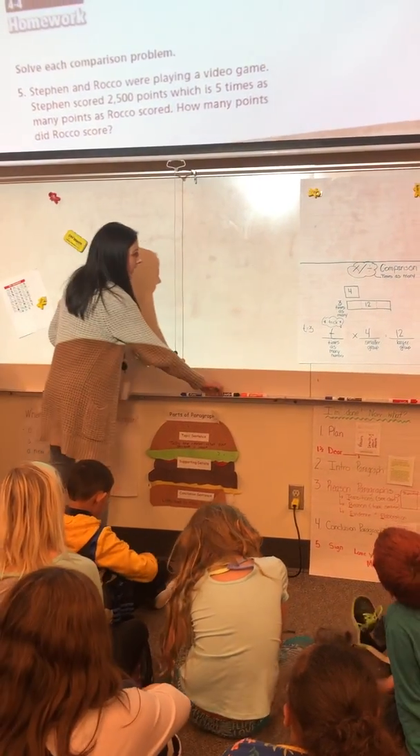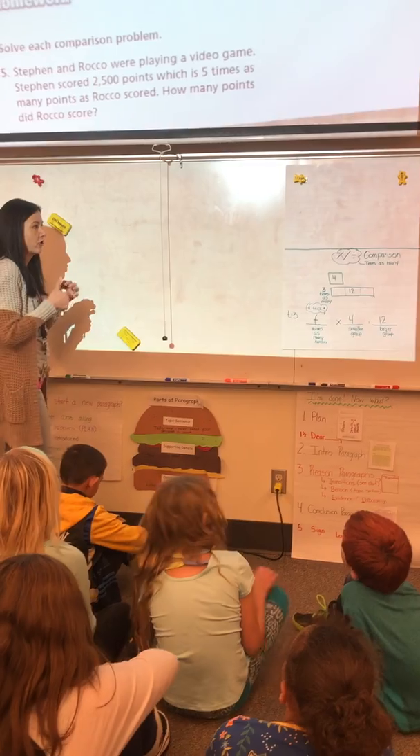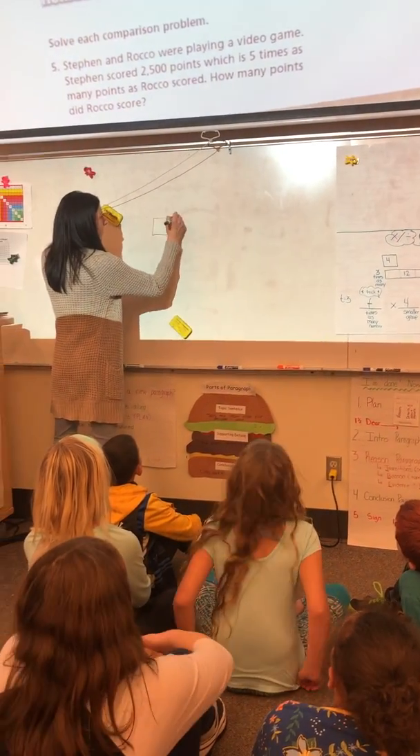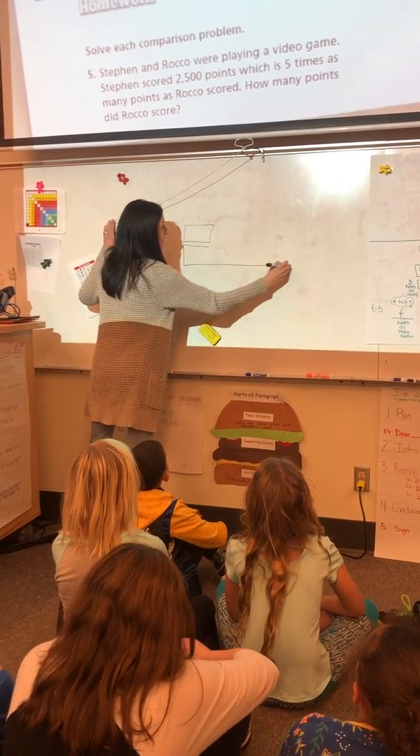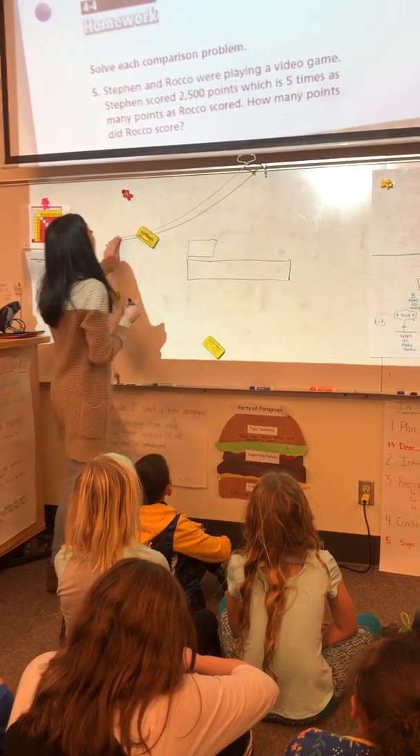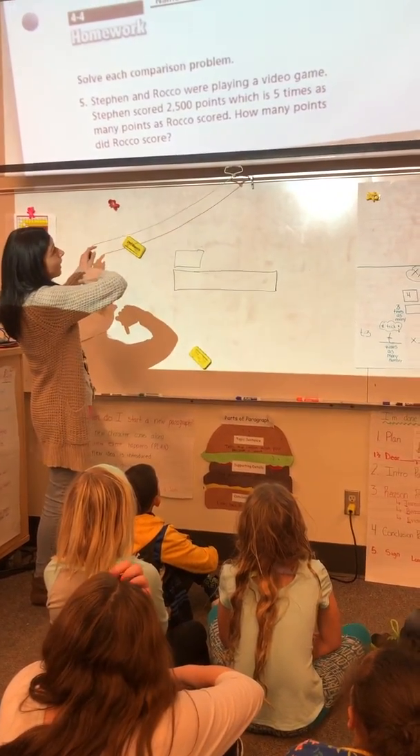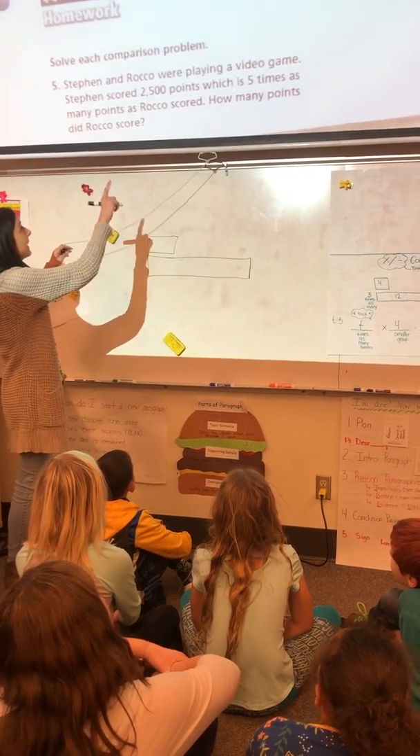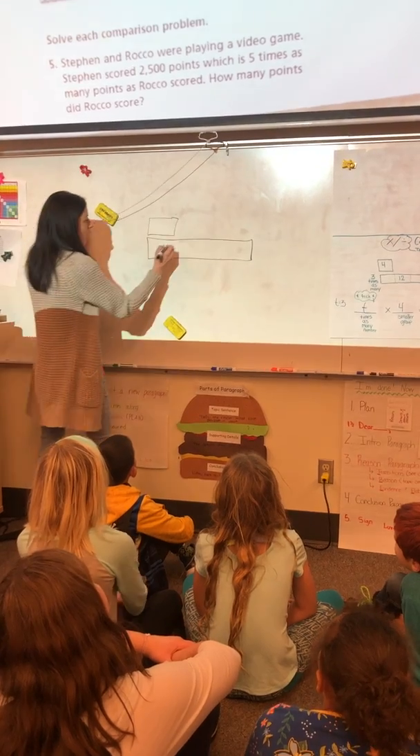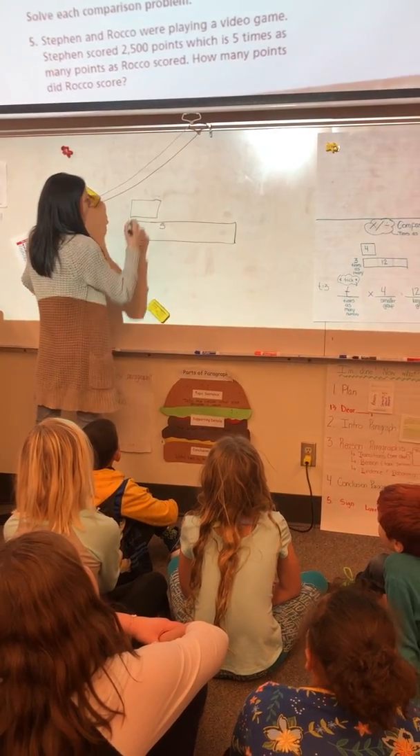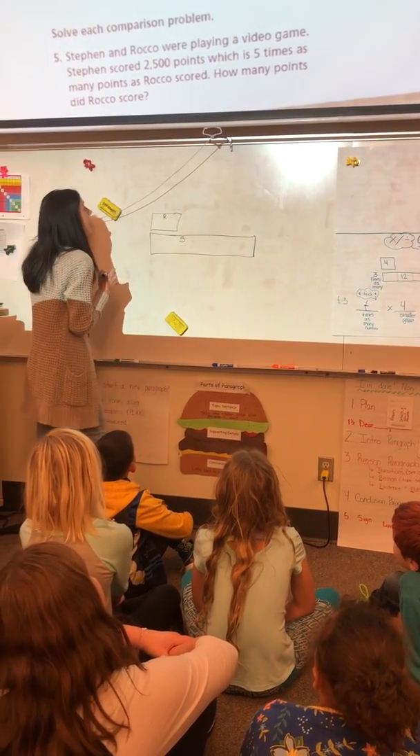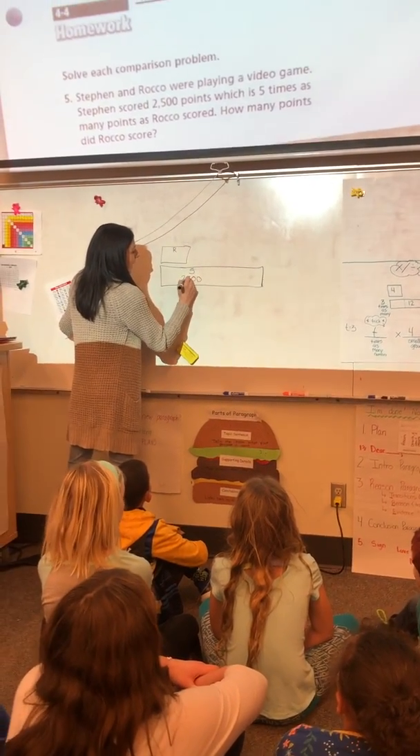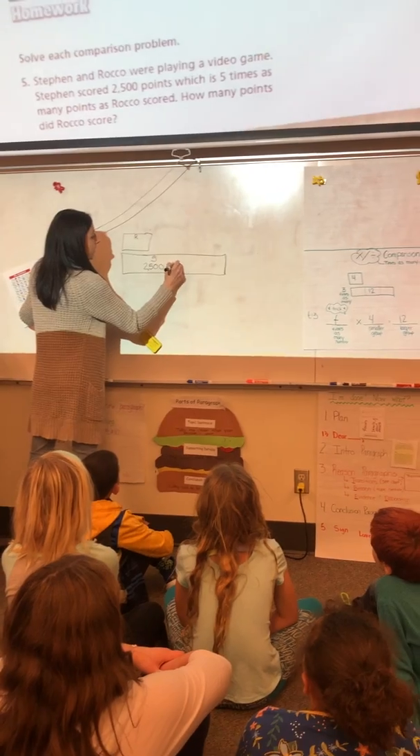Okay, so looking at my chart, I'm going to make sure that I draw my drawing to start. I'm going to put a little rectangle and a longer rectangle. I know that Stephen scored 2,500 points and that he gets the longer bar because his is 5 times more than Rocco. So I'm going to label this with an S and this with an R. And the 2,500 points goes in here. And I have to label it points.